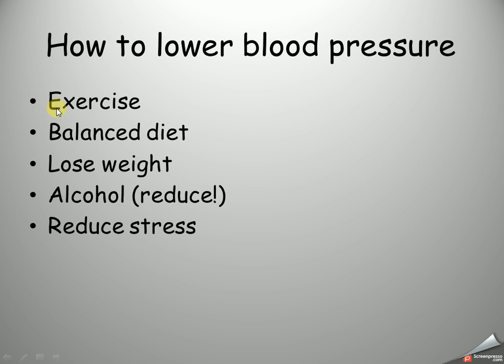Now, these are all the ways in which you can lower blood pressure. First of all is taking up exercise. That will give you a stronger heart, and if the heart gets stronger, it will beat less, and so it will lower blood pressure. Balanced diet, which means not too much saturated fat in the diet. Losing weight, because the more weight you have, the higher your blood pressure will be. So losing weight would be a good way to reduce blood pressure. Reduce alcohol. That will lower your blood pressure, as well as reducing stress. Those are the 5 main ways in which you can reduce your blood pressure.